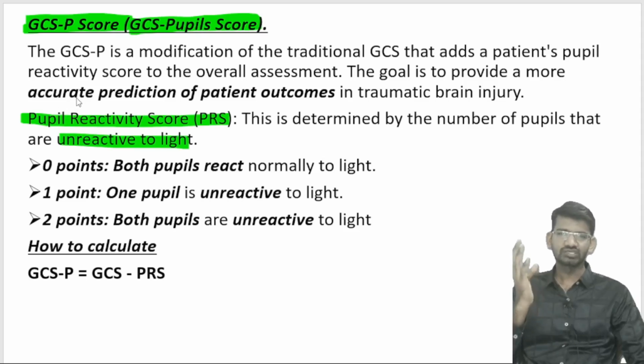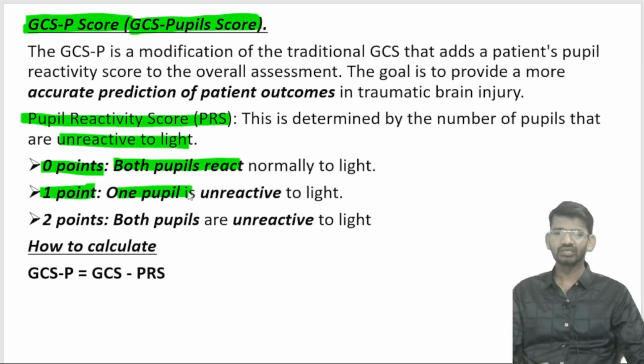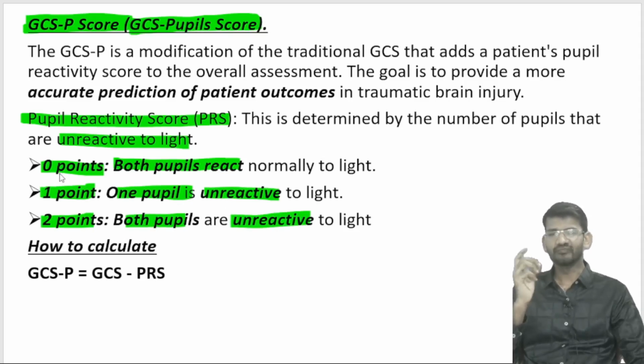We will use a torch and observe the pupil reaction to light. Based on that we give the score. If both pupils are reactive to light normally, then a score of 0 is given. A score of 1 is given if only one pupil is reactive and the other is unreactive. A score of 2 is given where both pupils are unreactive.